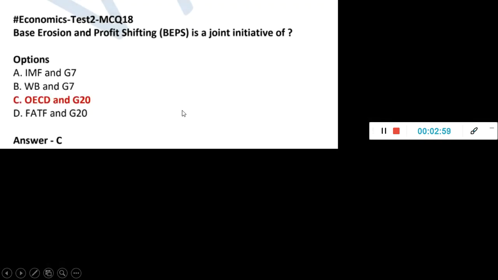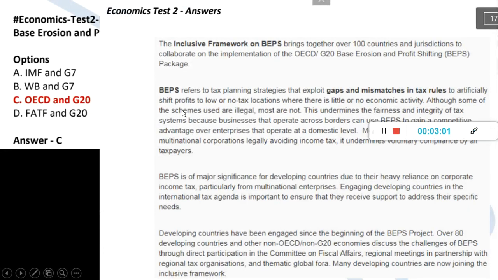So the answer is OECD and G20. You should know about them also. This is bringing together 100 countries and jurisdictions to collaborate on implementation of this OECD G20 BEPS package. This refers to tax planning strategies that exploit gaps and mismatches in tax rules to artificially shift profit to low or no tax locations where there is little or no economic activity.